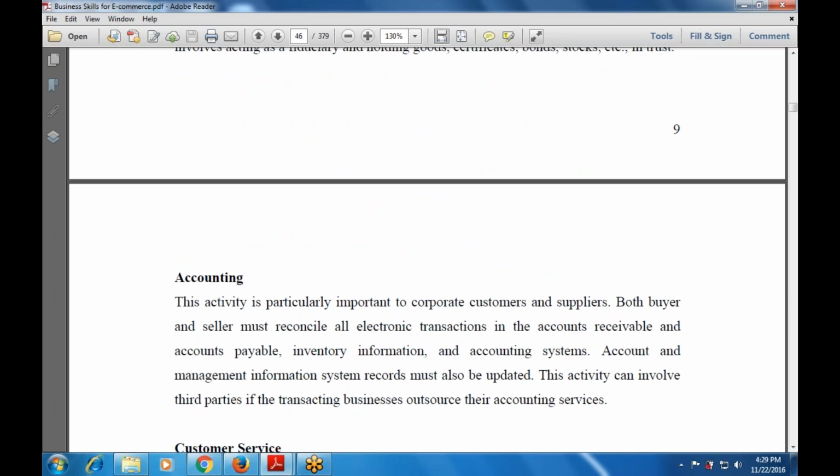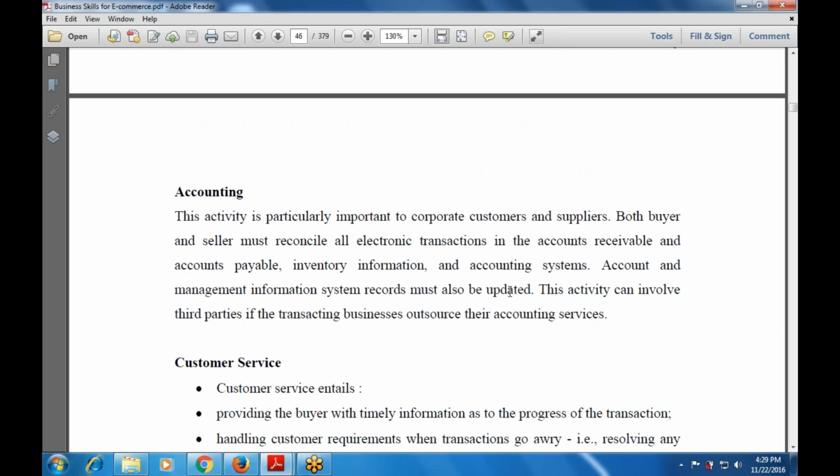Then accounting, in the sense this is also used with e-commerce, with the customer and the suppliers, and both buyer and seller must reconcile all the electronic transactions in the accounts receivable and accounts payable, inventory information and the accounting systems.